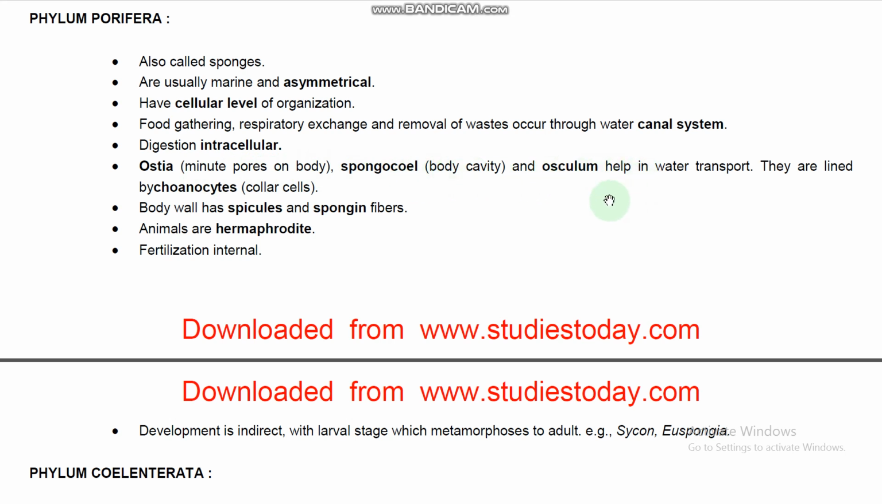And osculum, the single large water outlet, is called osculum, and it helps in water transport. So ostia are many, spongocoel is the body cavity, and osculum is the water outlet, while the water inlet is ostia, and they are lined by choanocytes. This is the most important point you need to remember. There are collar-like flagellated cells, those are called choanocytes, right? By the movements of choanocytes only, water enters inside the spongocoel and exits outside through the osculum, right?